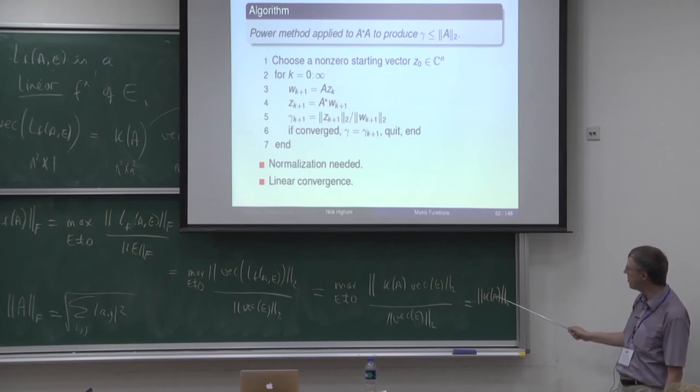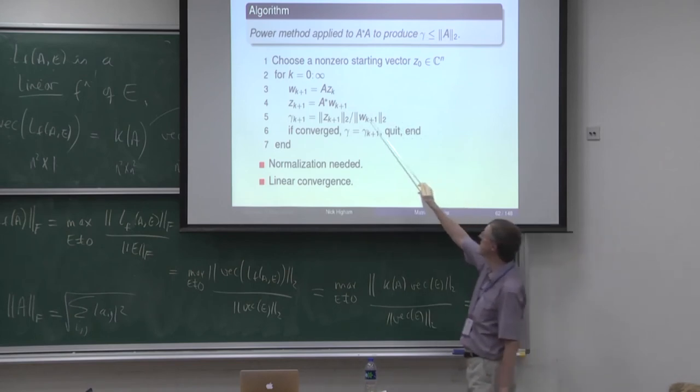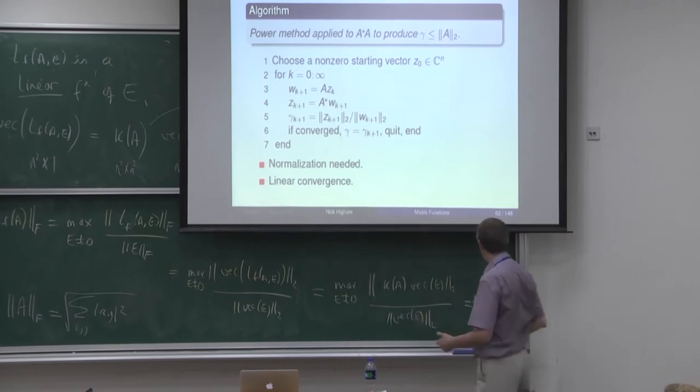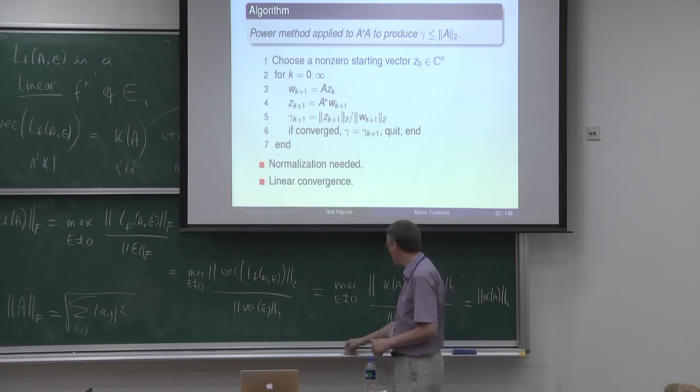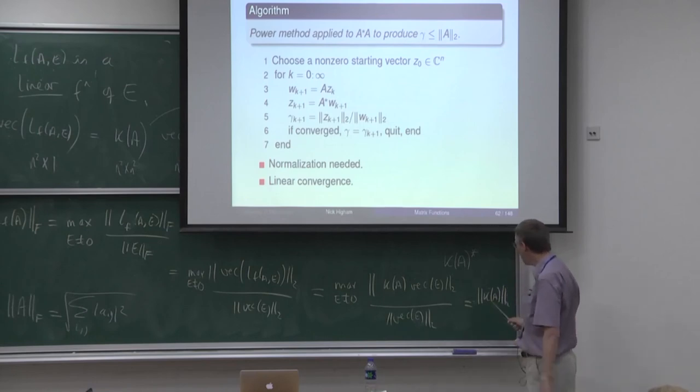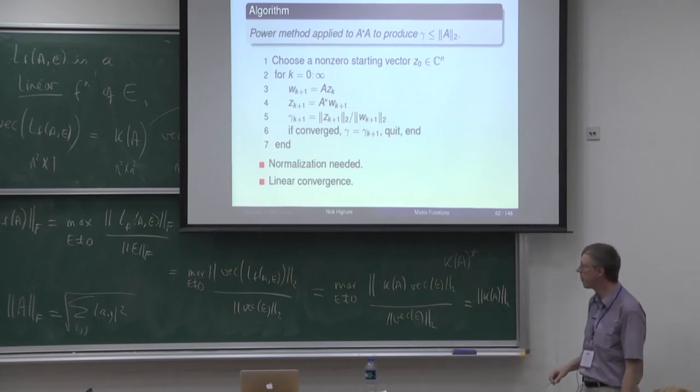So to do that, I need to be able to compute K of A times a vector and K A star times a vector. So what is K of A all star? And how would I compute K of A times a vector?